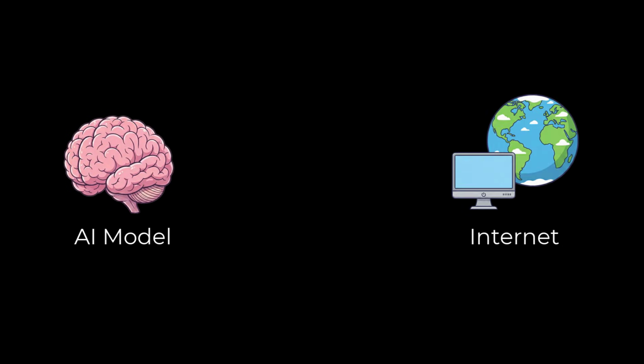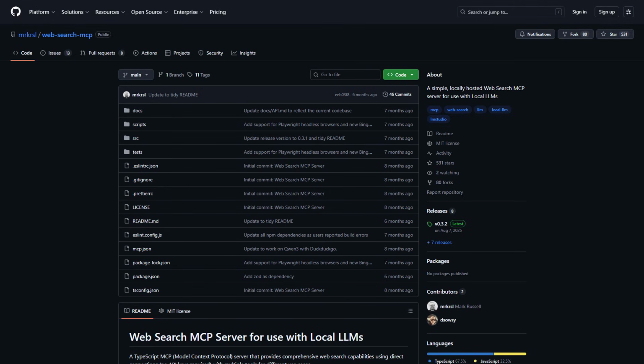Think of your local AI model as a brain. It can think but without hands. It cannot turn on the computer to access the internet. This is why we need MCP, or Model Context Protocol. For this tutorial, I found a great free lightweight web search MCP built on top of Playwright.